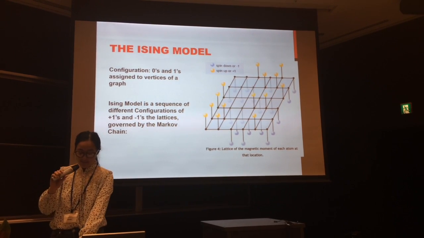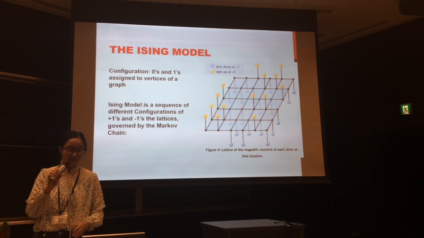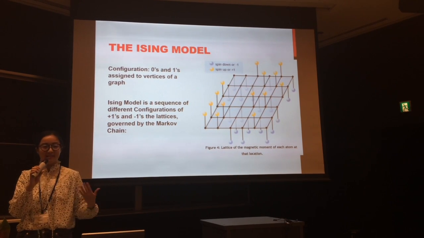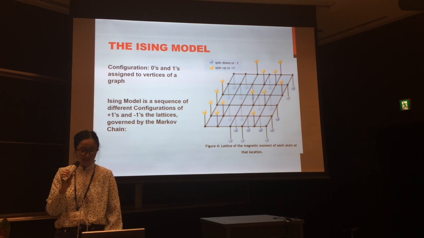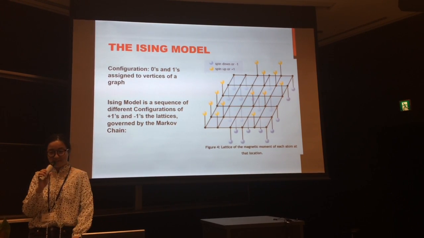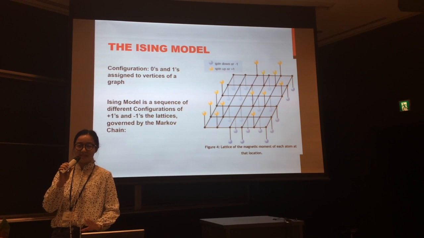Okay, so the Ising model places spins up or down on the vertices of graphs to mimic the atomic structure. In one step of the Markov chain, we choose one point at random on the graph, and we allow it to change and keep every other point fixed until the next step.